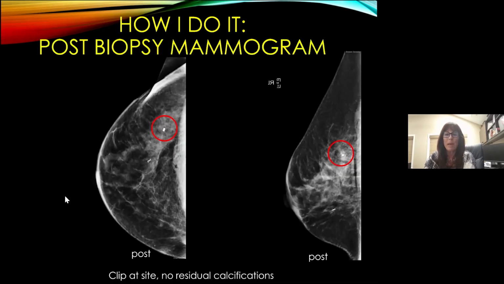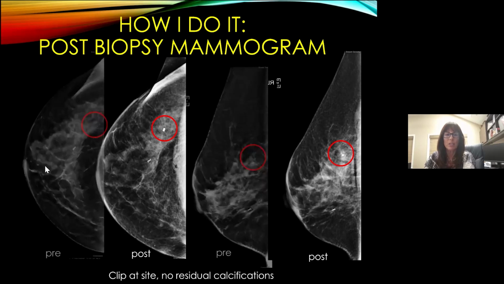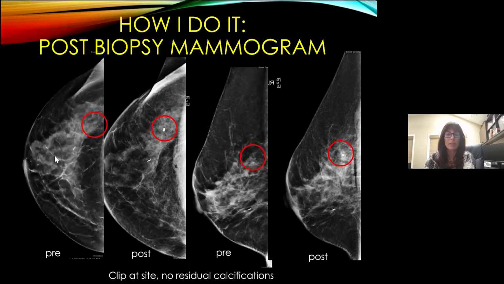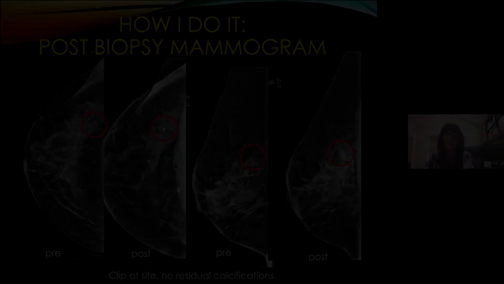So the post-biopsy mammogram is important to know if the clip is at the target site and whether or not there are residual calcifications or residual target if it's non-calcified. So here, pre and post CC, pre and post ML, and the clip is at the target on both views and there are no residual calcifications.